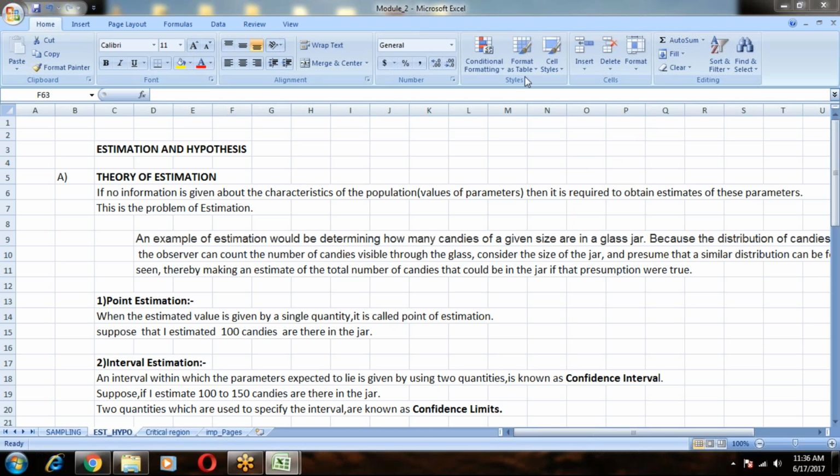Vasudev, is it clear? Welcome, Ashish. Okay, so let's move ahead.